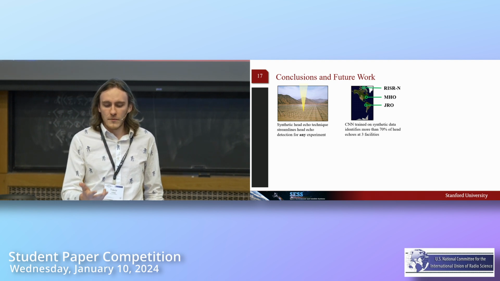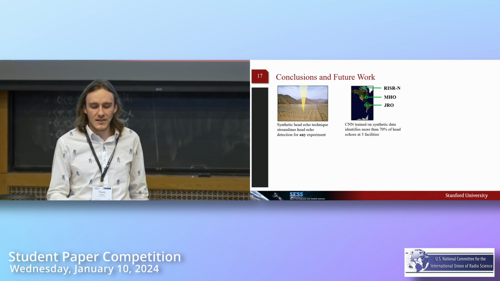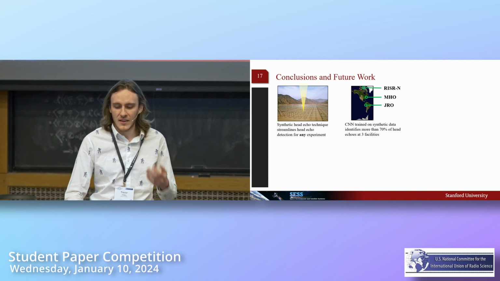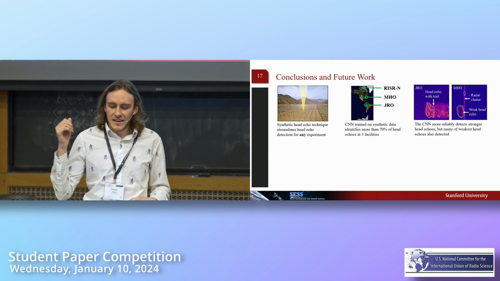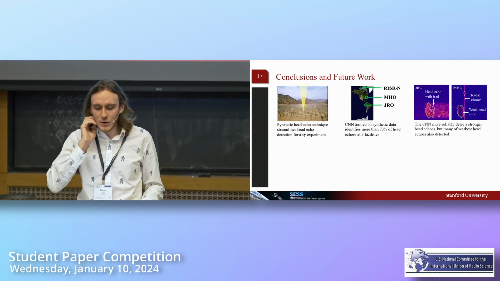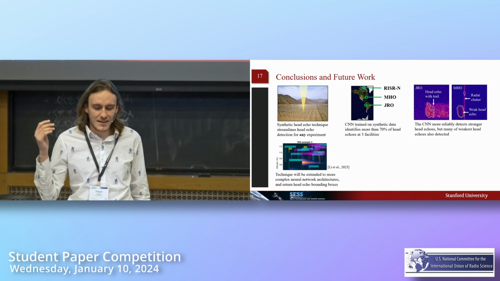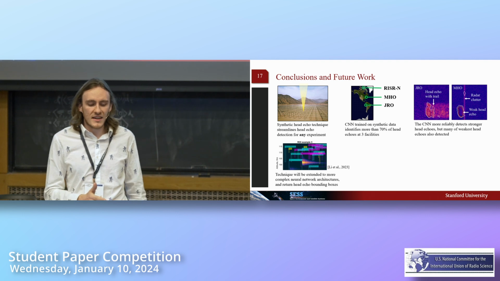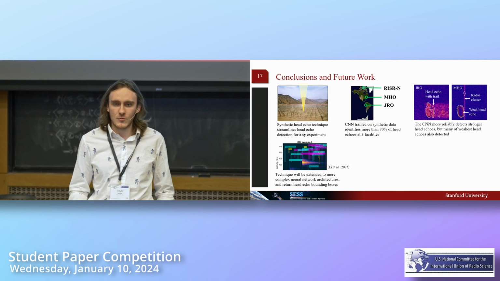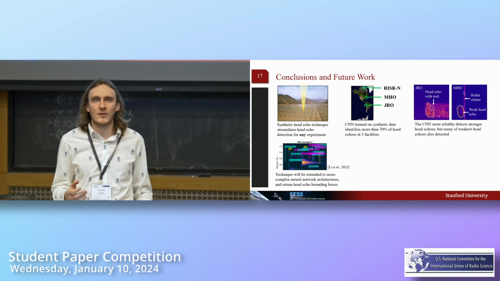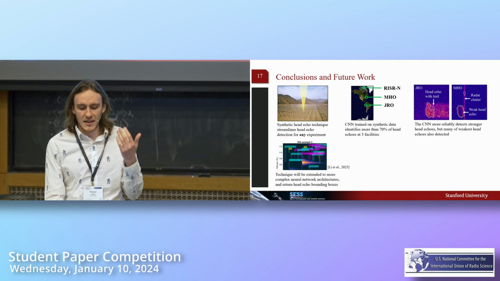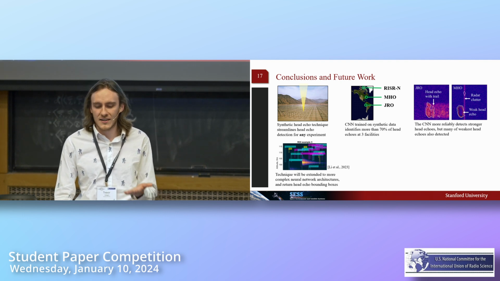We got more than 70% of the head echoes identified in the real data at 3 facilities. So good performance across the board. The CNN more reliably detects stronger head echoes, but many weaker ones are also detected. In the future, the technique will be extended to more complex neural network architectures and return bounding boxes that are more accurate around the head echoes, and also can be integrated with the prior work and their architectures.